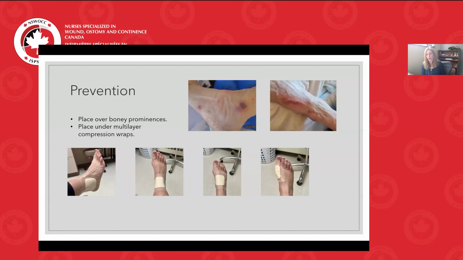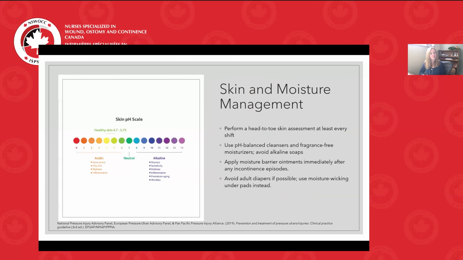And you can see in the top what happened. This is a patient that had a multi-layer compression wrap applied, and they developed pressure injuries. She has deep tissue injury over the malleolus and the side of her foot, as well as the tibial ridge. These are areas that oftentimes we have to remember are high risk for pressure injury development in our patients that have multi-layer compression wraps on. So the bottom pictures, these are just examples of places that preventive foam can be used.